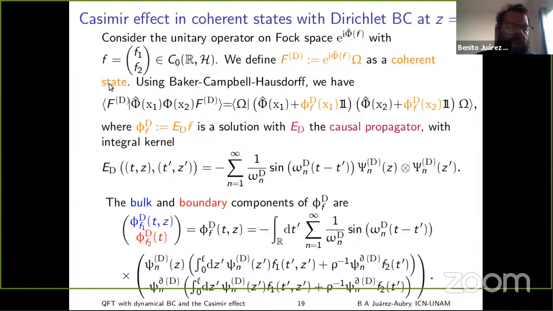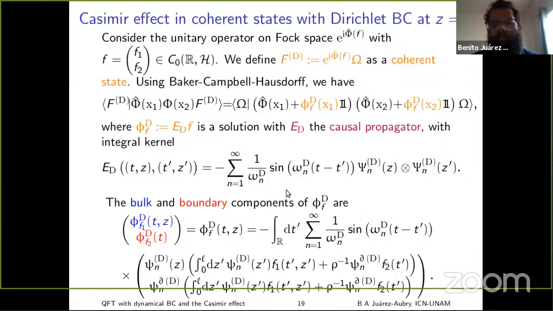Okay, we can compute the 2-point function in the coherent state using the Baker-Campbell-Hausdorff formula. So this is straightforward. And it takes this form where this phi f is now a classical solution of the problem. So this is the f that we chose as a test function. So this phi f looks like applying the causal propagator to this test function. And this is, of course, a solution to the problem. The causal propagator of the system looks like this. And if you will, more explicitly, you can write these solutions by acting with the causal propagator on the test function. You get an explicit eigenfunction expansion of how these classical solutions look like.